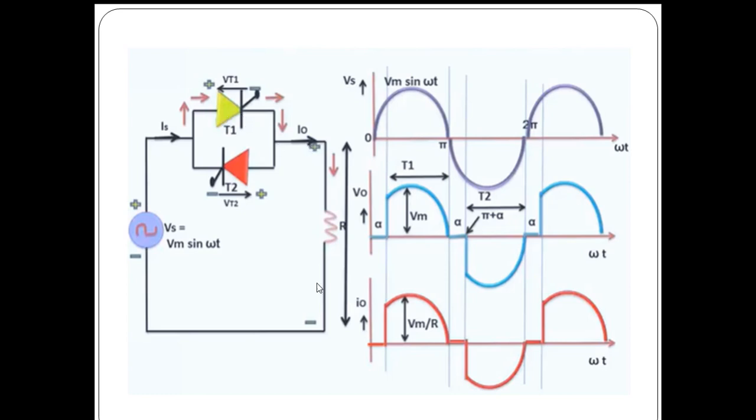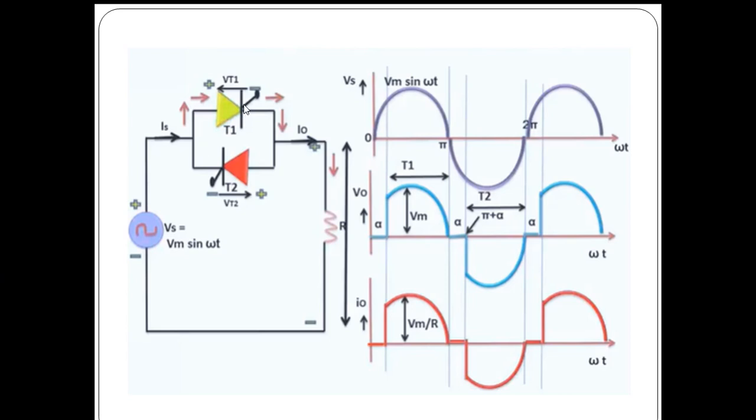When the current is flowing through load, we observe a load voltage V naught. So the voltage V naught will follow the supply voltage. This Vs will be applied across the load from instant alpha to pi. From instant alpha to pi, this supply voltage waveform will appear across the load. As the load is a resistive load, the current waveform also follows the voltage waveform from alpha to pi.